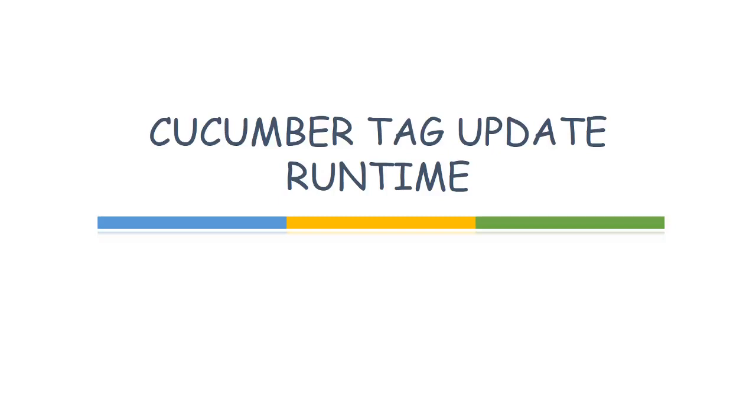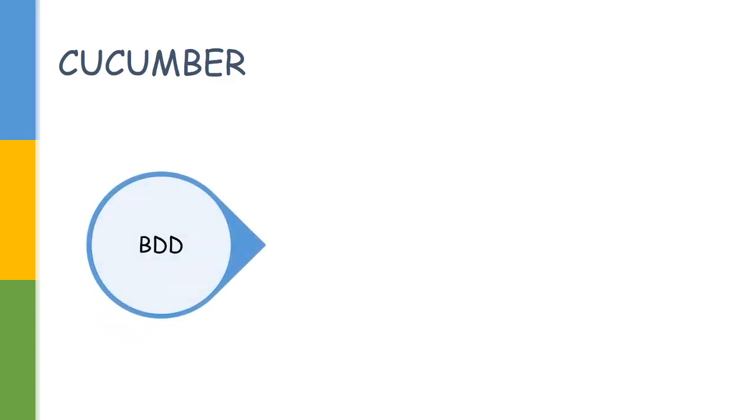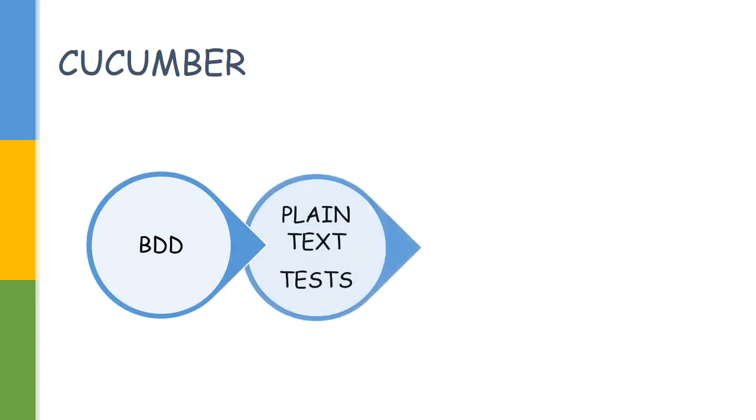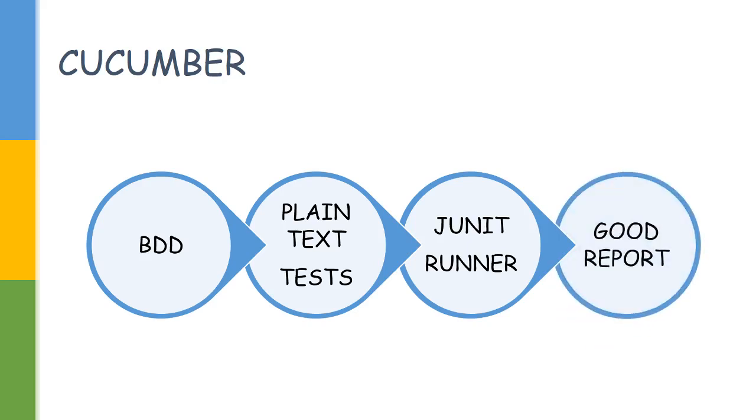Today we will be discussing the ways we can update Cucumber tags at runtime. Cucumber is the leading BDD tool available in the market right now, and most agile projects use Cucumber. BDD is behavior driven development wherein the test cases are written in a text format, and people mostly use JUnit runners to run the Cucumber tests. It also gives a good report at the end of the execution.